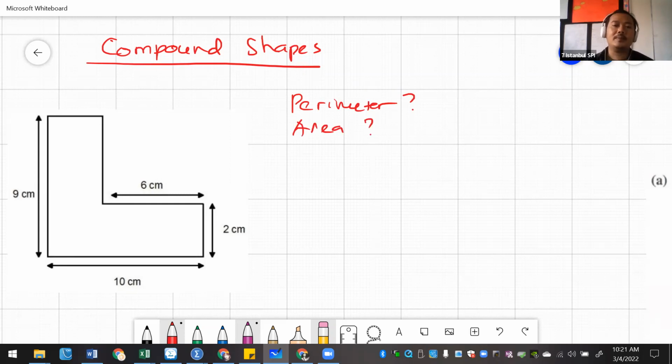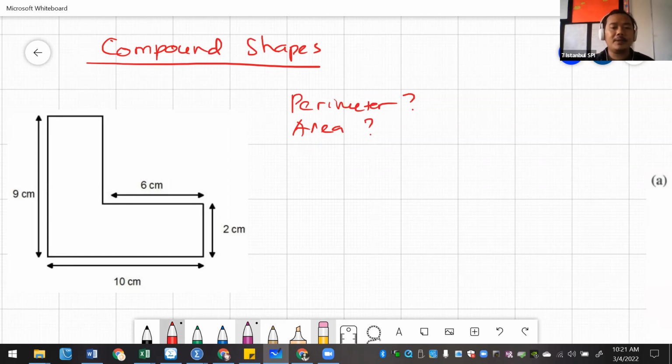Okay, so let's go back to the definition of perimeter itself. We know that the perimeter is the distance around a shape. So every time you want to find the perimeter, you only need to add all of the side lengths that are outside the shape, right? I mean, like, it's on the border, the edge of it.